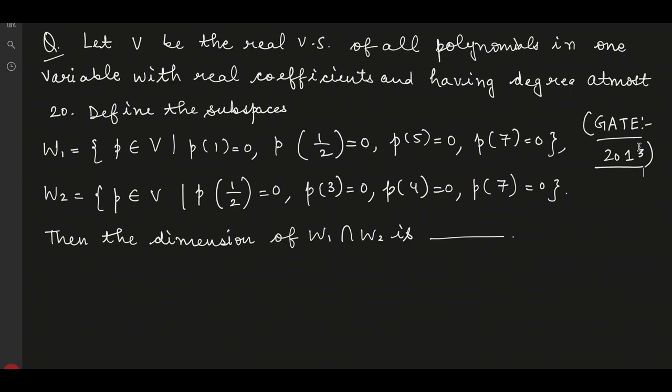Is it 5? No, dimension? Okay. It is 20 plus 1, 21 is the fact. And 21 minus 5, 16 will be. No. Since it is the intersection, then 5, 1, 2, 3. Not getting.